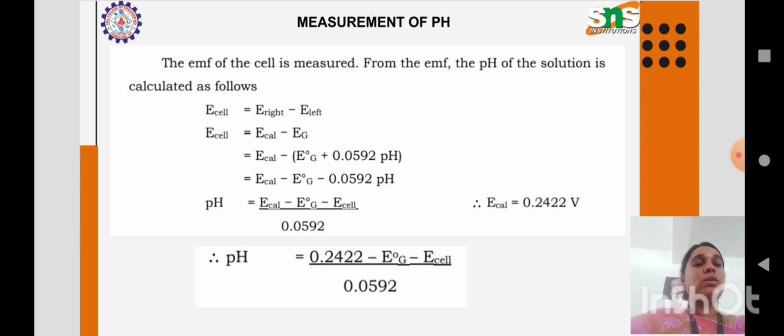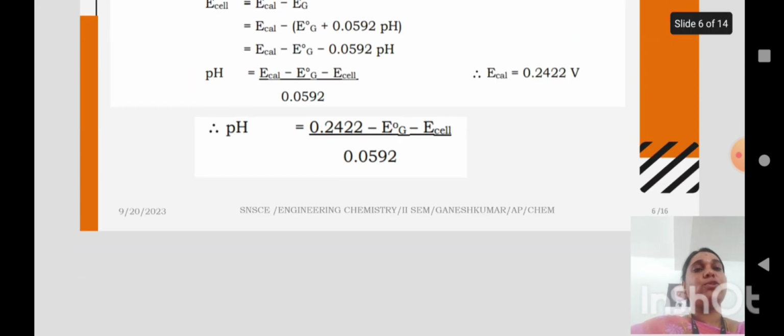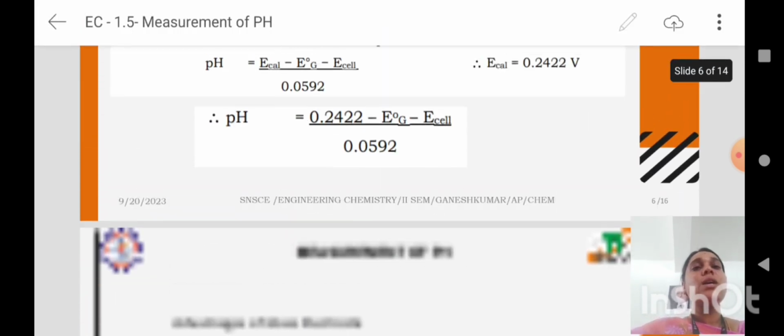We all know the calomel electrode EMF is 0.2422 volt. Combining these points, we get the pH calculation: pH equals 0.2422 minus Eg naught minus E cell, divided by 0.0592.